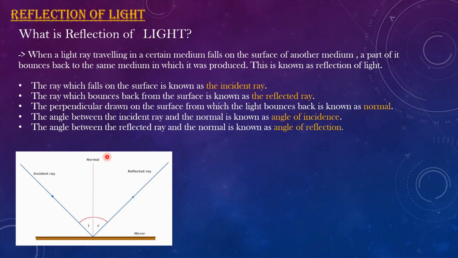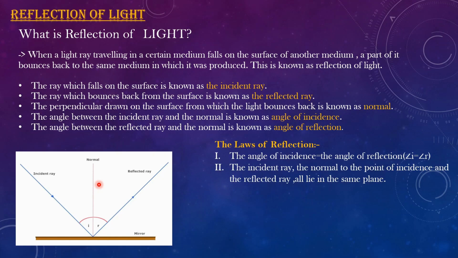The angle between the incident ray and the normal is known as the angle of incidence, angle I. The angle between the reflected ray and the normal is known as angle of reflection, angle R.